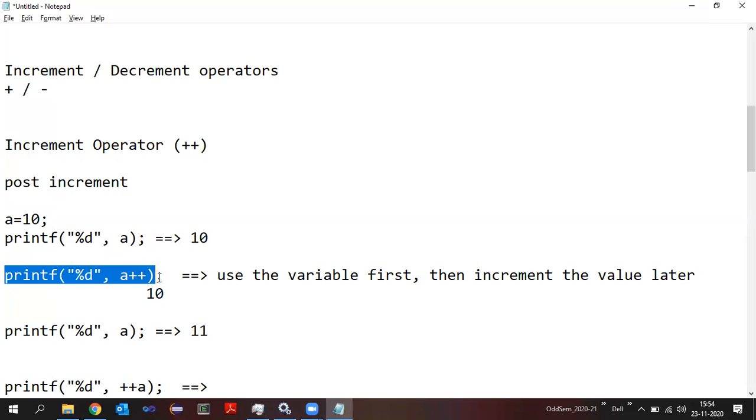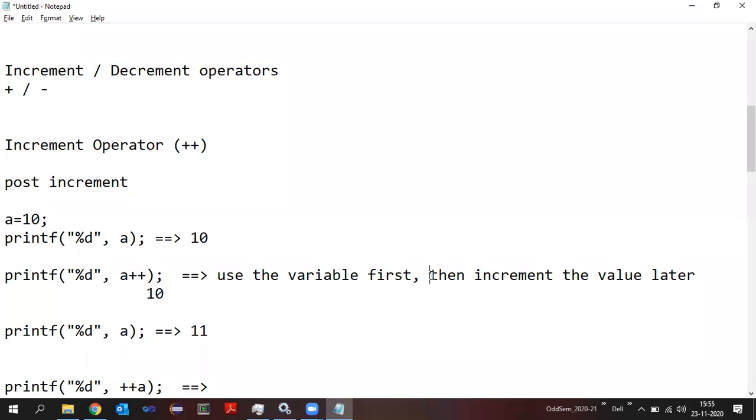Next statement is what? This one. Printf percentage d a plus plus. Now a plus plus is there. Plus plus means what? It is an increment. Where is it written? Before or after? After. After means what? Post increment. Post increment means what? You have to think. Post means first I have to use the value. Value of what? The a value. So a value is 10. Use it first. Use it first means you just print this. Since it is a printf, you print the value. So you get the 10 value.